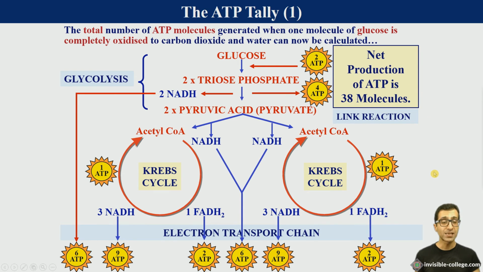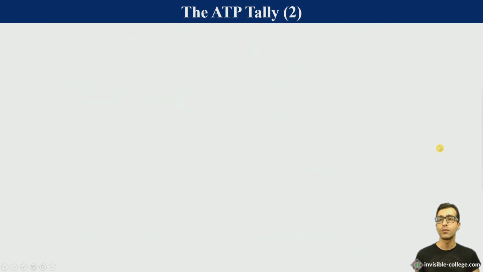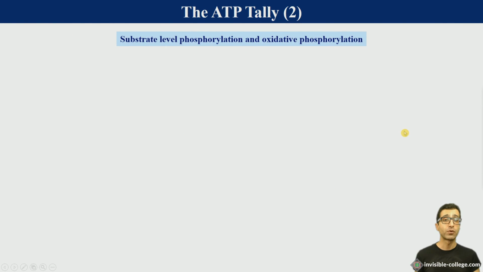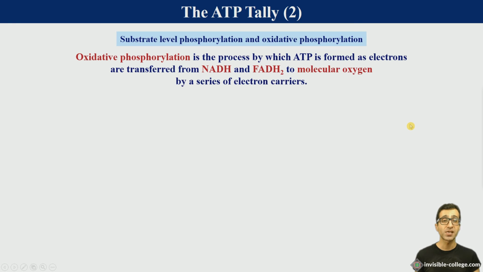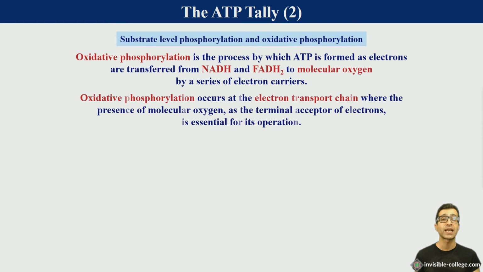So you really need to be very, very confident in your ability to explain where all of the ATP molecules are coming from. And I would suggest that you get familiar with this scheme here. Substrate level phosphorylation and oxidative phosphorylation are basically the main sources of ATP. Oxidative phosphorylation again is the process by which ATP is formed as electrons are transferred from NADH and FADH2 to molecular oxygen ultimately by a series of electron carriers.